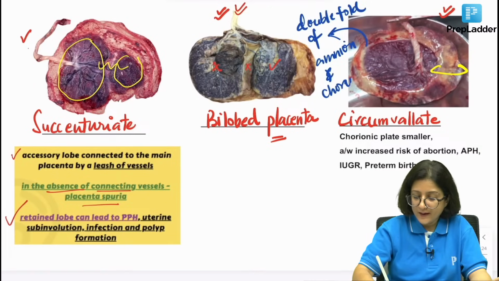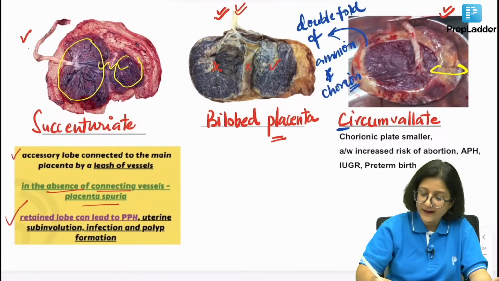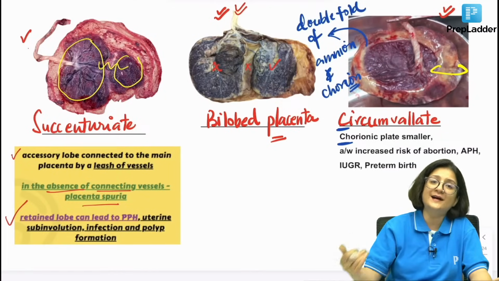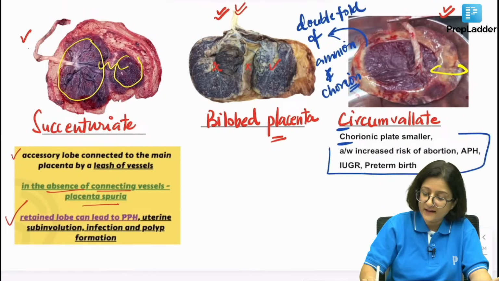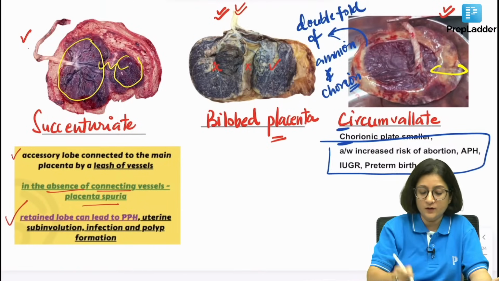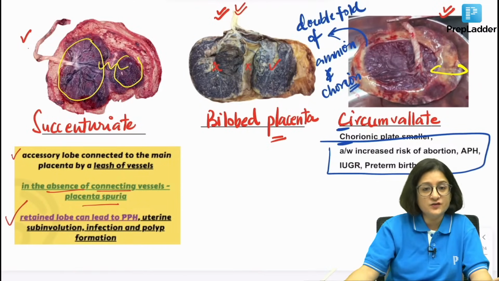Okay, so what happens in this? It is circumvallate, the chorionic plate is smaller, and it has its own set of complications. It is associated with increased risk of abortion, antepartum hemorrhage, fetal growth restriction, and the risk of preterm birth is also increased when there is a circumvallate kind of placenta.